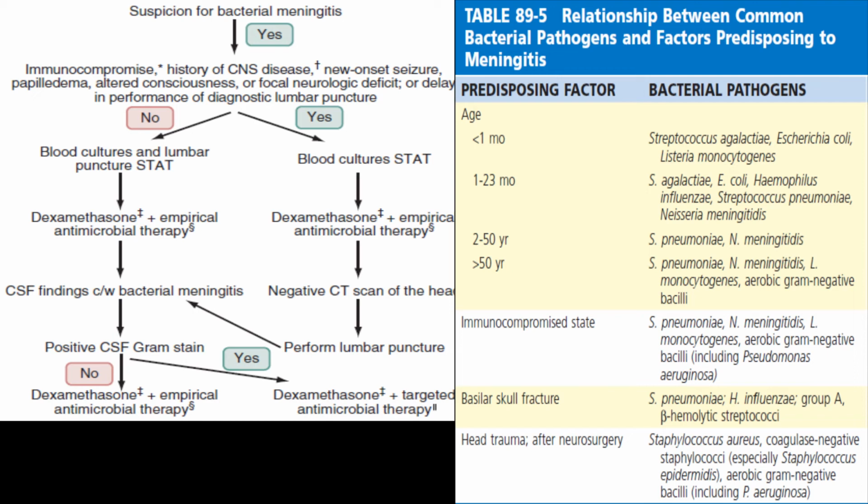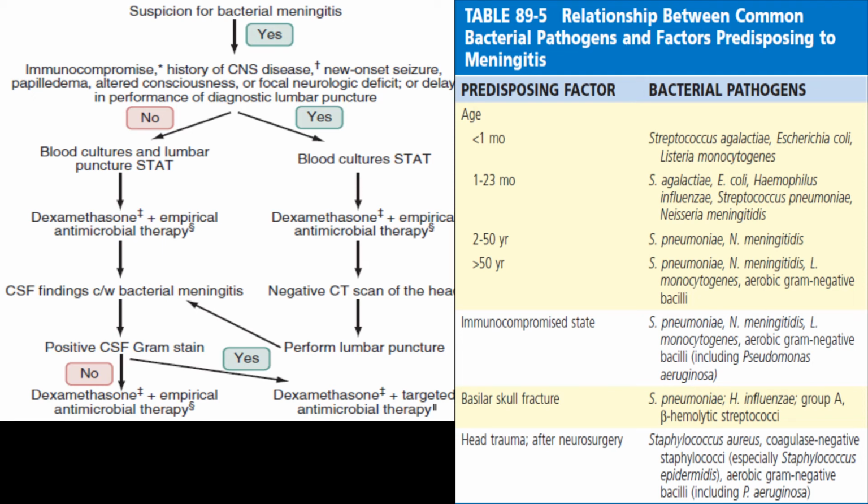If the patient is suspected of meningitis, you should check the checklist for immunocompromise or history of CNS disease. Maybe the patient has had a cerebral accident, has a new onset seizure, and you may examine for papilledema. You should examine all cases with alteration of consciousness. For this sign you should use an ophthalmoscope to detect it. Altered consciousness or focal neurological deficits or delay in performance, and then you should consider the lumbar puncture.